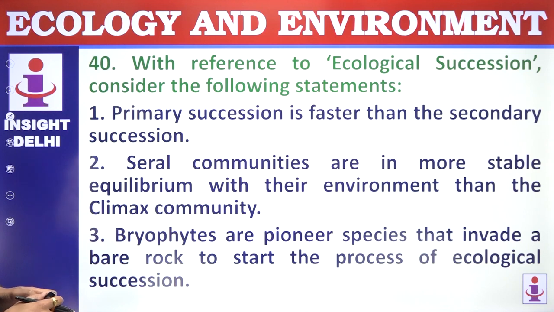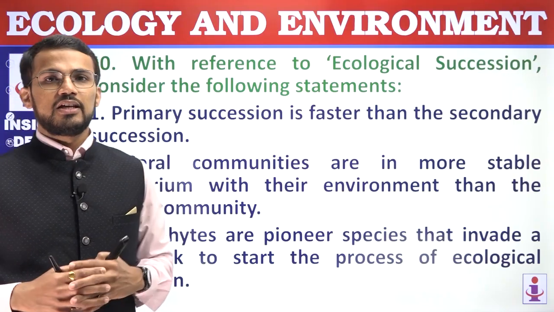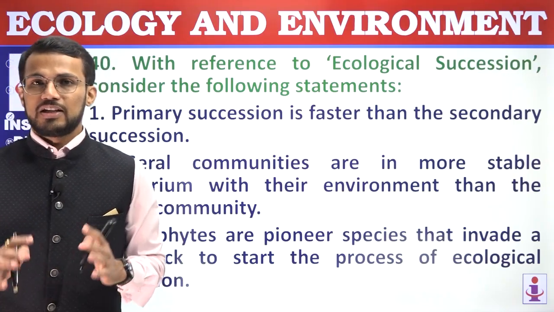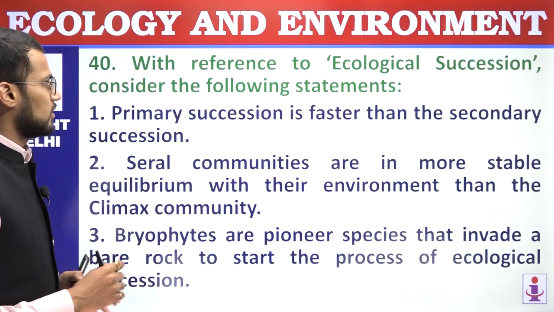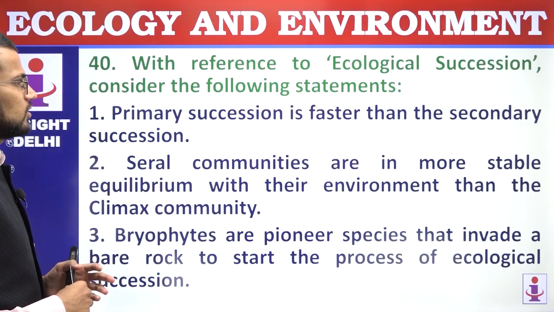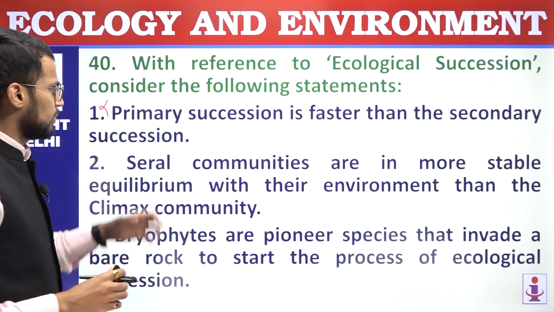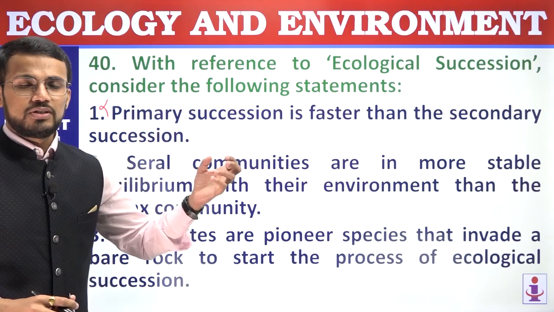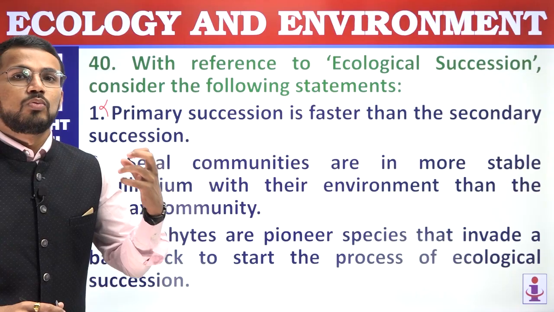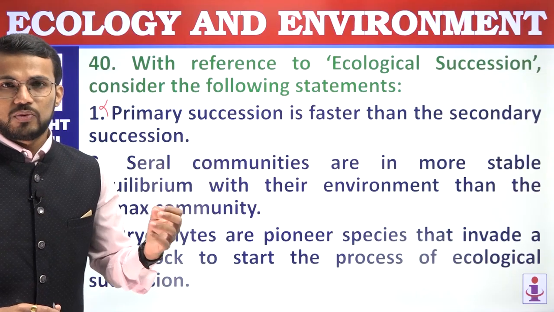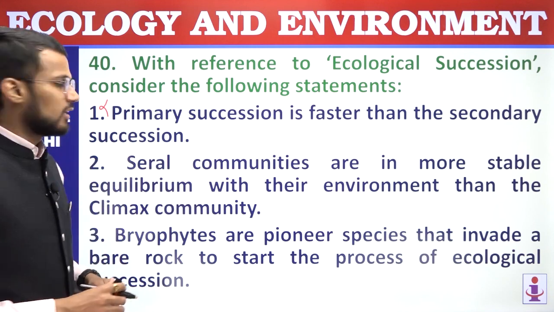With reference to ecological succession, consider the following statements. So ecological succession is a change in the species composition that occurs in an ecosystem over a time period. Let us consider the statements. First, primary succession is faster than secondary succession. Incorrect statement. Because in primary succession, the conditions for the development of pioneer species take more time to originate. And that's why primary succession is slower, not faster, than secondary succession.